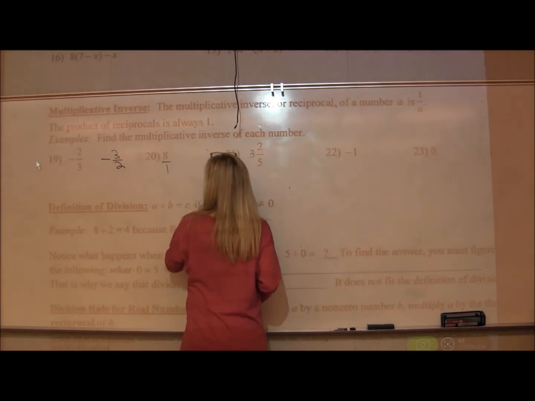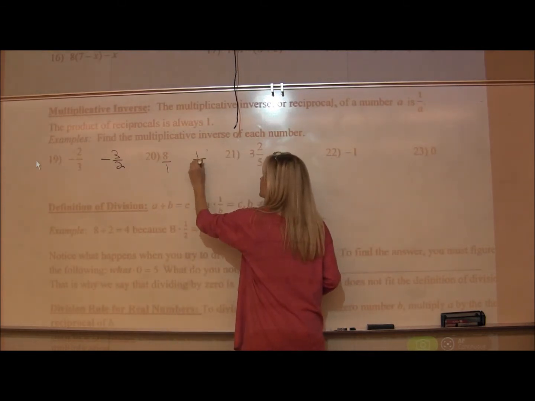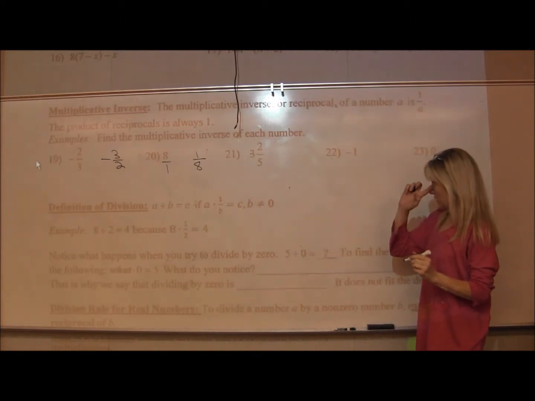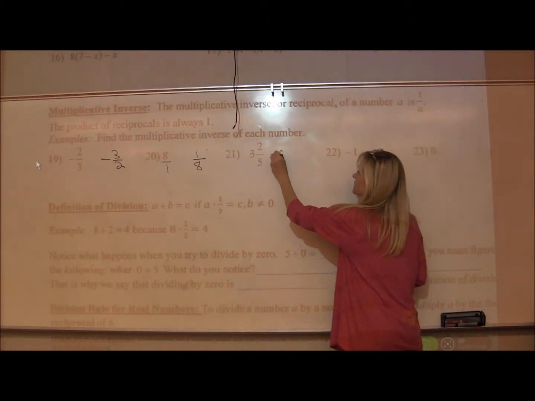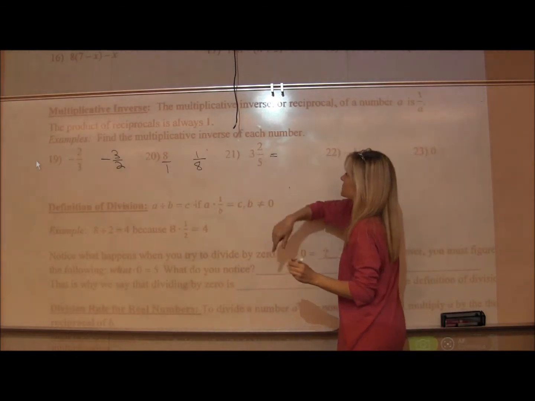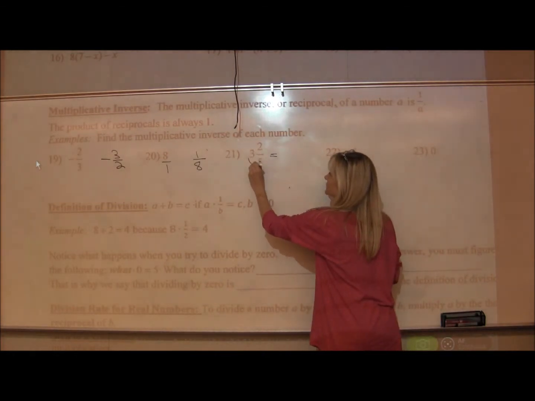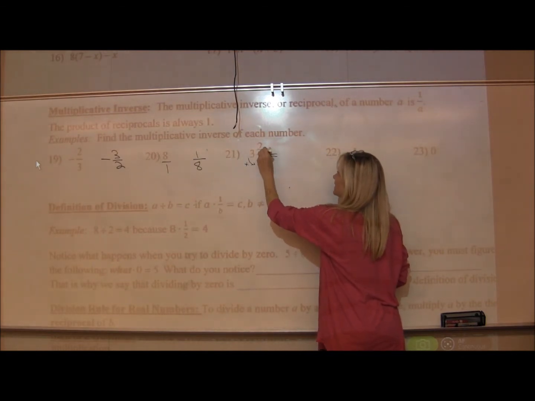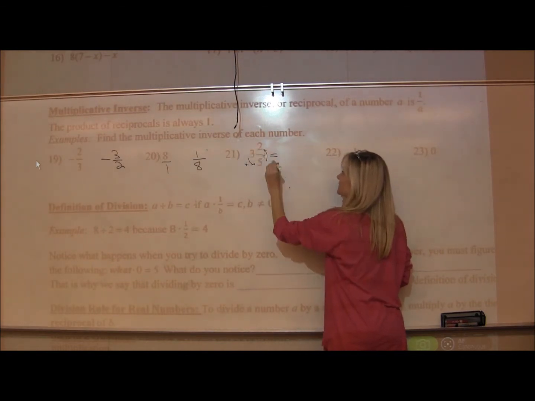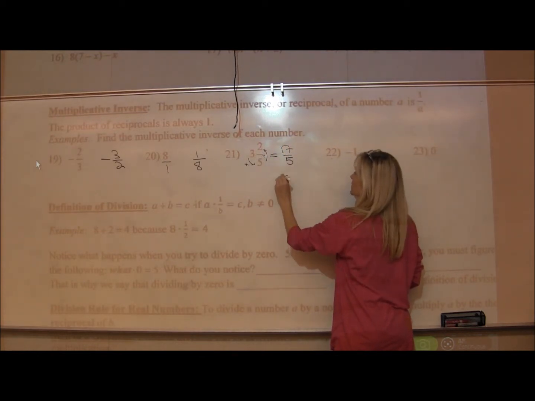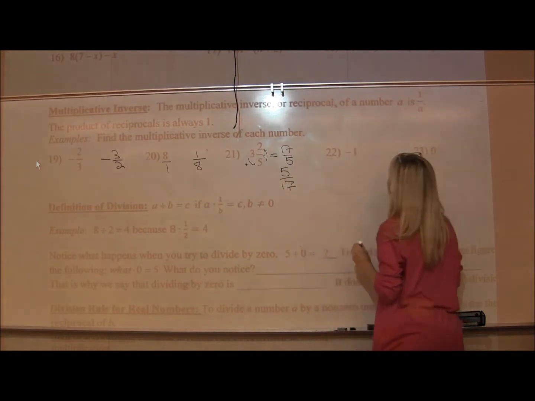This is the same thing as 8 over 1, so its reciprocal is 1/8. All right? Now, this needs to be turned into an improper fraction before we can find its reciprocal. So, remember the little algorithm? You can multiply 3 by 5 and then add 2. So that's 17 over 5. So then the reciprocal would be 5 over 17.